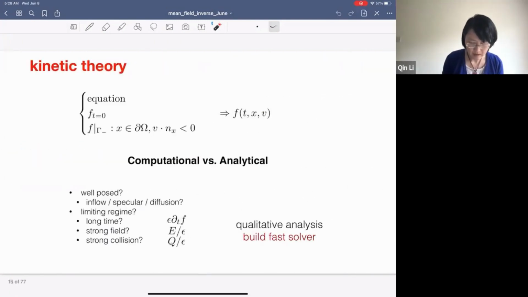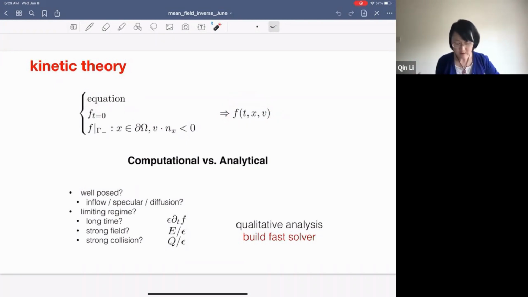Okay. So as we said before, in kinetic theory, you give me the equation. This equation governs the dynamics of the distribution function. And I have the equation, I have the initial data, I have some boundary condition, etc. You prepare me all these things, and my job is to find the solution to the kinetic equation.